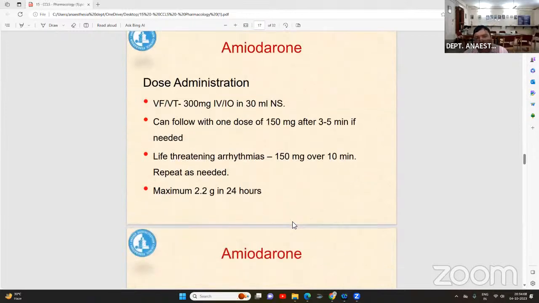Generally, amiodarone is available as 3 cc ampoules. You can get 150 mg per ampoule. Each ml is 50 mg. The ampoules come as 150 milligrams.